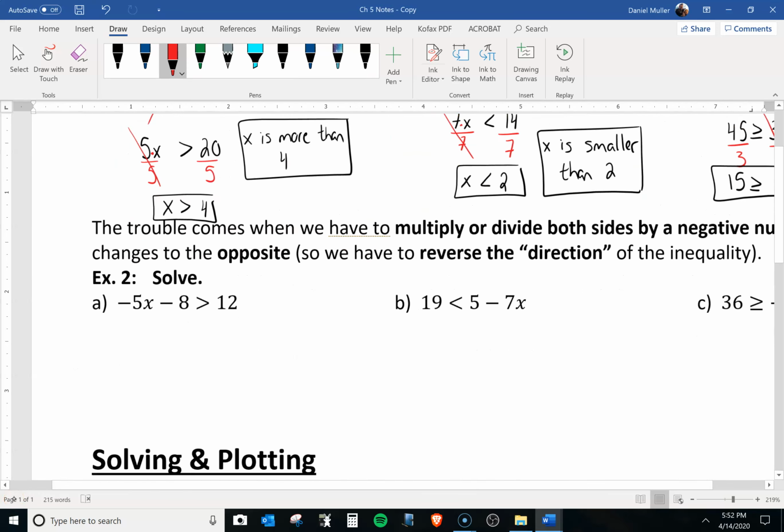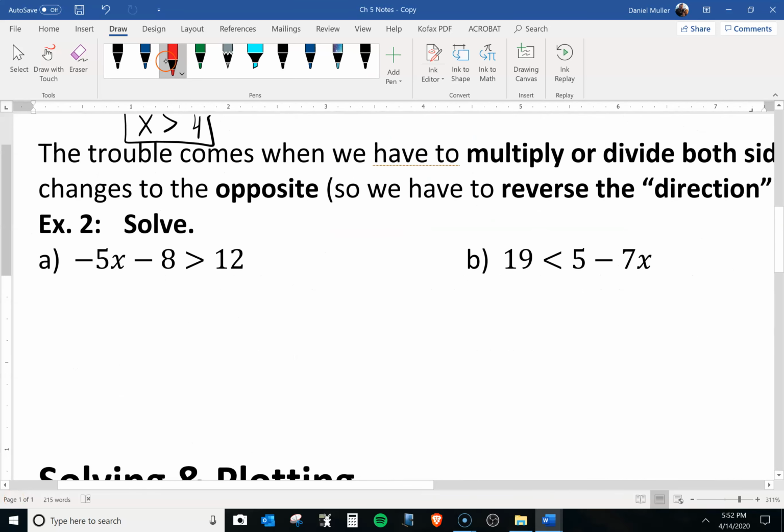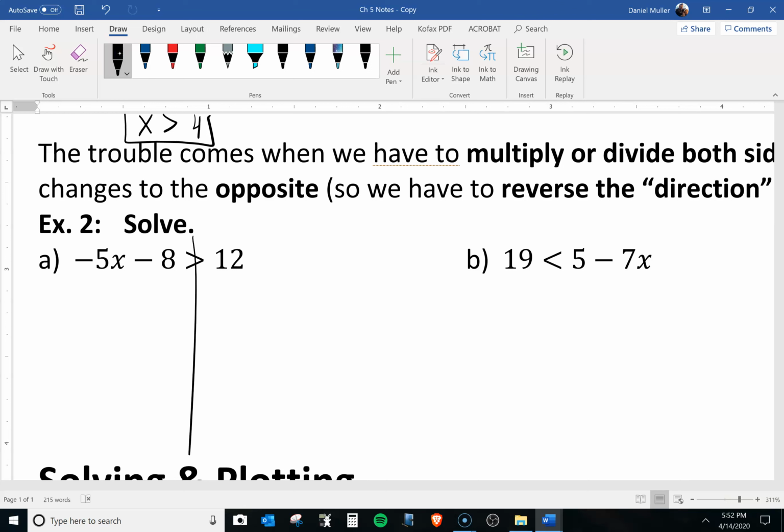Okay, so example number 2. We need to get the x alone. So let's just put my little symbol here. Well, the first thing I'll do is I'll add 8 to get rid of the subtraction. Because again, we're doing backwards BEDMAS. So we're going to get rid of the addition and subtraction first.